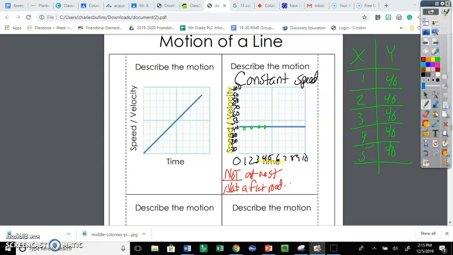This is not an object going in a straight line. I could get in my car and go around a track at 40 miles an hour, a circle track, right?